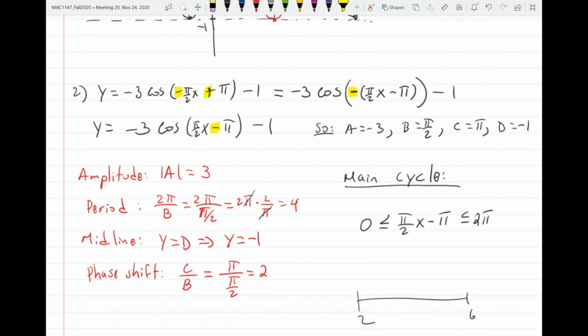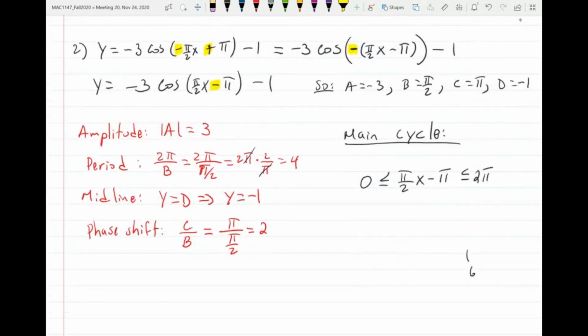But if you don't feel comfortable doing that, then the inequality will tell you as well. Anyways, solve the inequality. And this way you also check to make sure that the formulas, the values that you came up with, they are correct, okay? So we get pi over 2x minus pi has to be between pi and 2 pi and 3 pi. Now we multiply everything by 2.